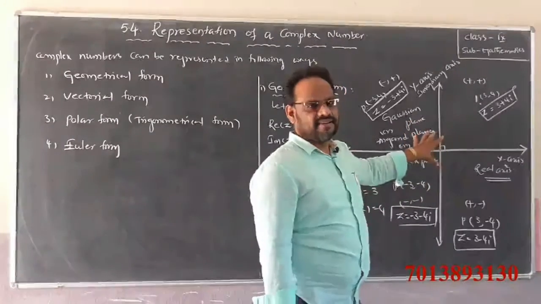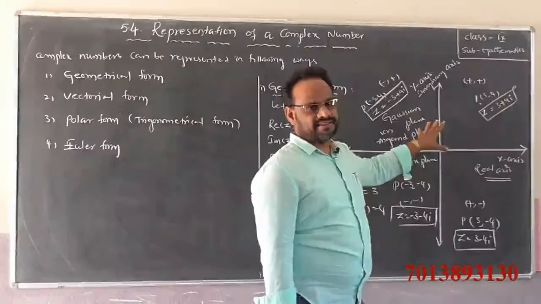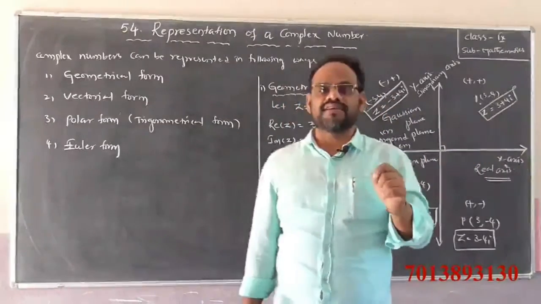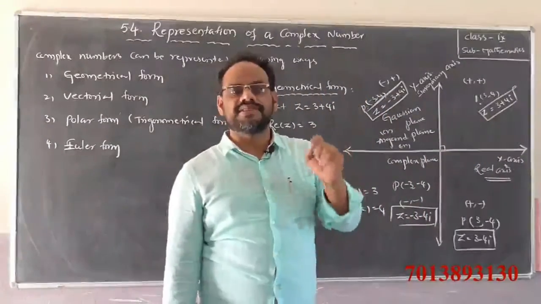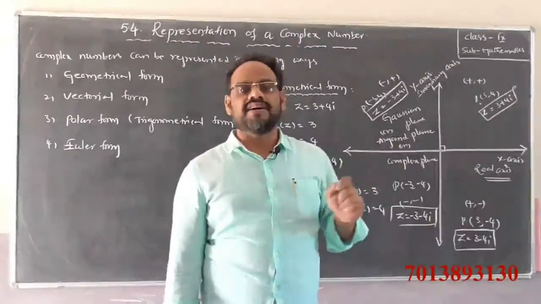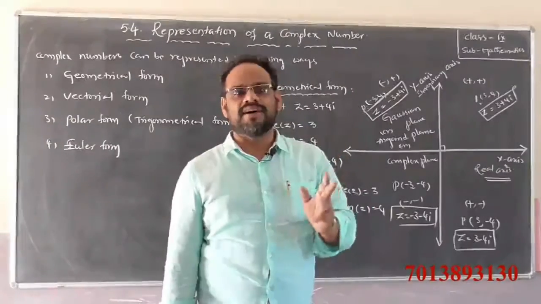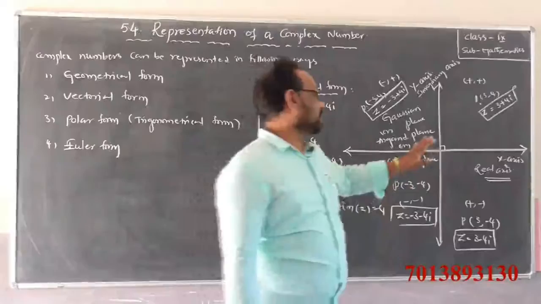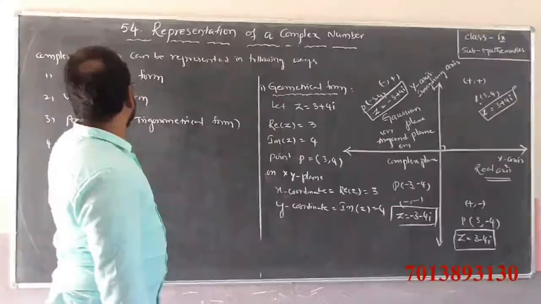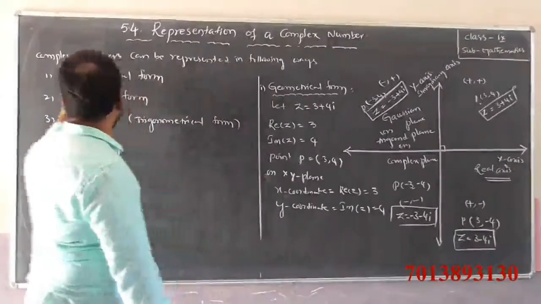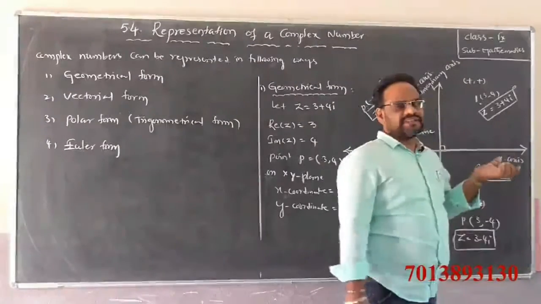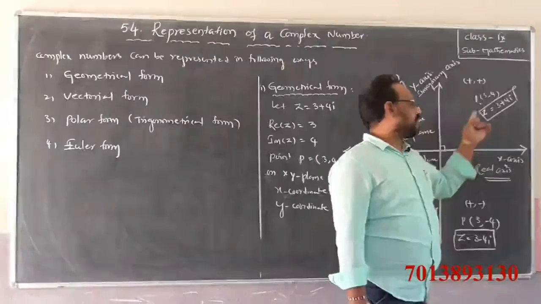This plane, when the complex number is presented on it, is called the Gaussian plane or Argand plane, the x y plane. So a complex number can be represented in the following ways. First is the geometrical form. In geometry, the complex number is plotted like this.